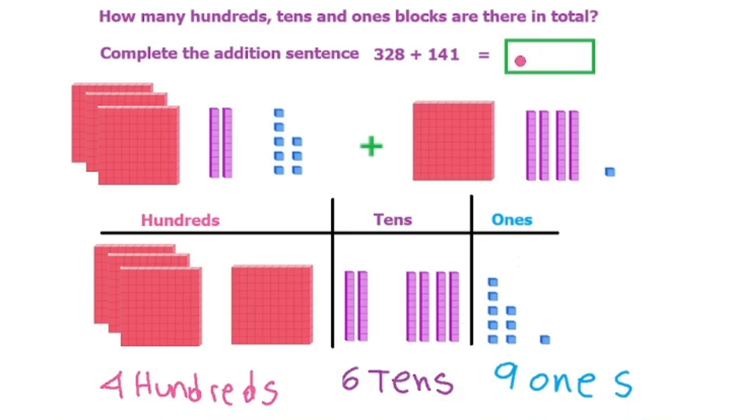So it would be 4 first. Ooh, let's undo that. 4 in pink, and then 6, and then 9. So the answer is 469.